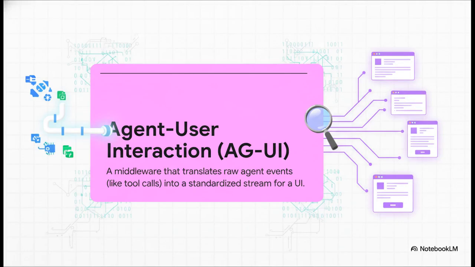But how does that UI update in real time while the agent is thinking? Well, that's the job of the Agent User Interaction Protocol, or AGUI. It's like a standard middleware that sits in between. It takes all the complicated real-time stuff happening in the agent, tool calls, text generation, and turns it into a simple, clean stream that any front end can easily understand and display.